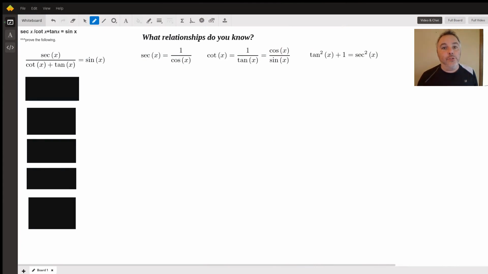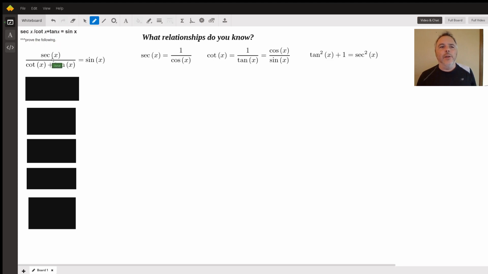Steve here to answer a trigonometry question. You can see the question up here in the upper right corner. Prove that secant of x divided by cotangent of x plus tan x equals sine x. So first time I read this, I would have liked to see parentheses.